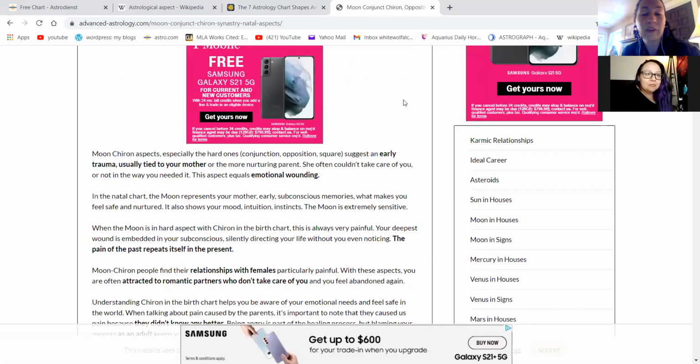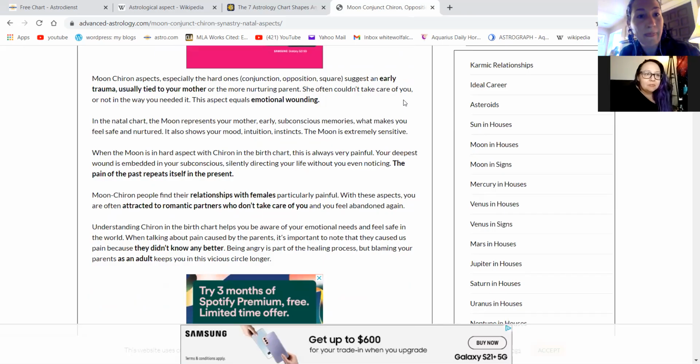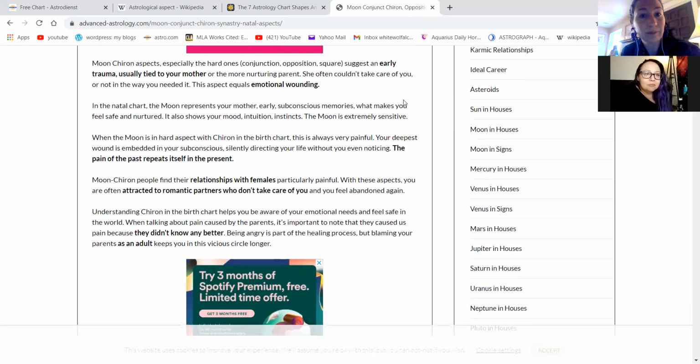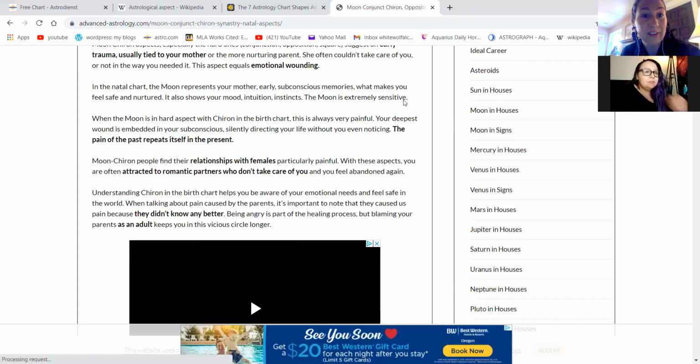So I'm not really going to read much more, but it's moon Chiron aspects, especially the hard ones, conjunctions, oppositions, or squares, suggest an early trauma, usually tied to your mother, the moon, or the more nurturing parent. She often couldn't take care of you, or not in the way you needed it. This aspect equals emotional wounding.